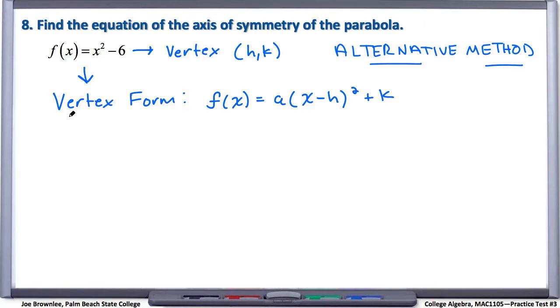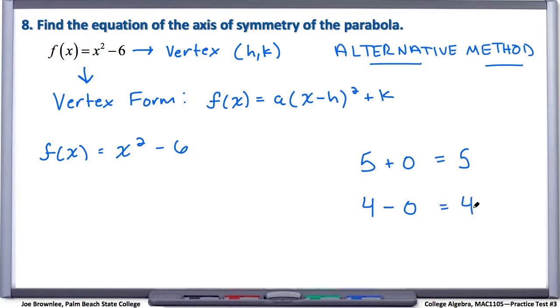All right, and if we're given as our starting equation f of x equals x squared minus 6, all I'm going to do is simply subtract 0 from x, and that will give us vertex form, because I think you will agree that we can add 0 or subtract 0 from anything without changing its value, right? 5 plus 0 is still 5, and 4 minus 0 is still 4. Just because we add 0 or subtract 0, we don't change the initial value that we started with. And that's kind of the idea that we're using here.